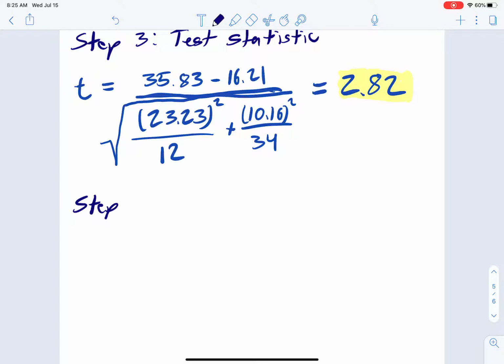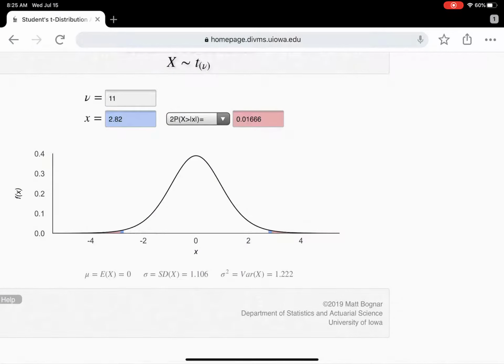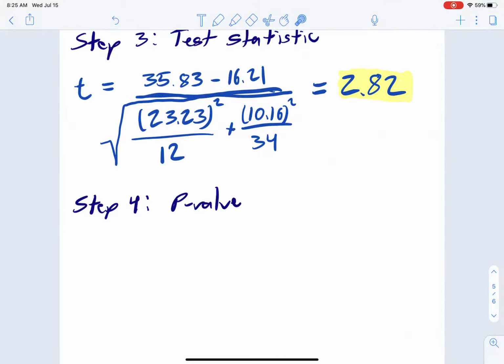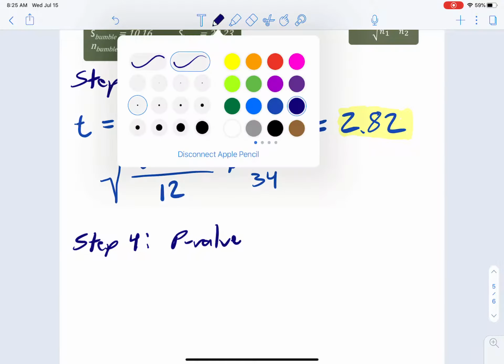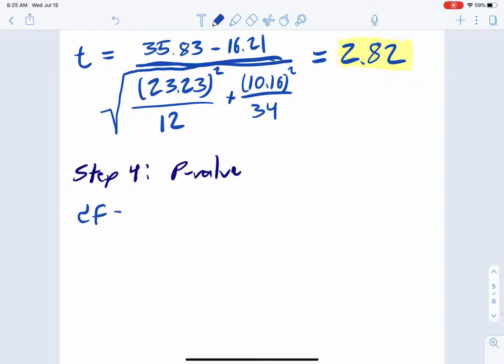Step 4. And that's the p-value, right? So we're just going to plug in. Thank God for the computers, honestly. We're just going to plug this in. Oh, and one thing we also need to do is figure out the degrees of freedom. So the degrees of freedom is going to be the n minus 1 of, right?